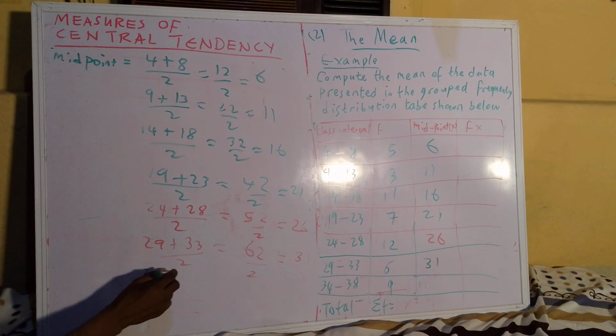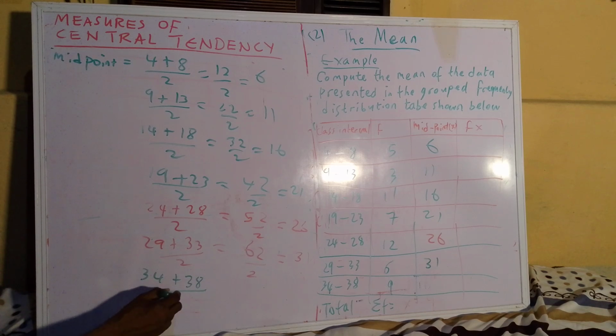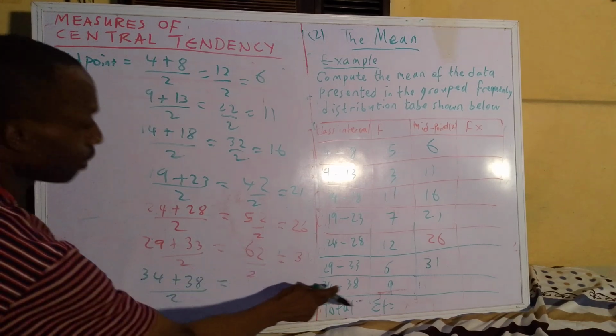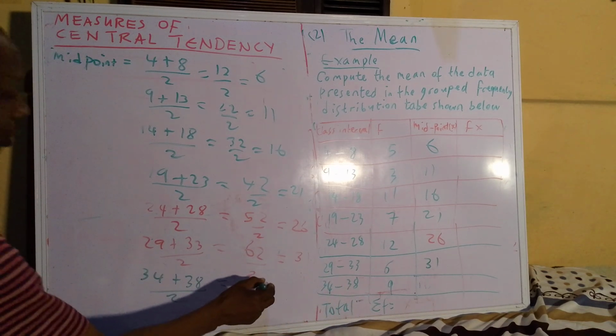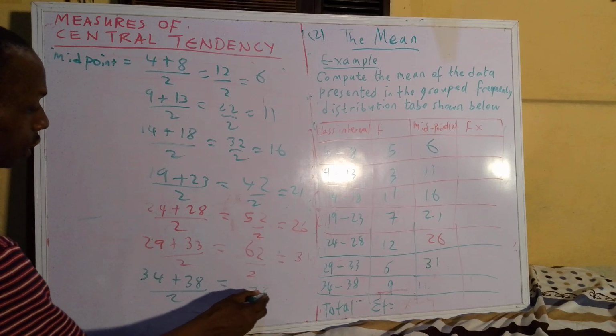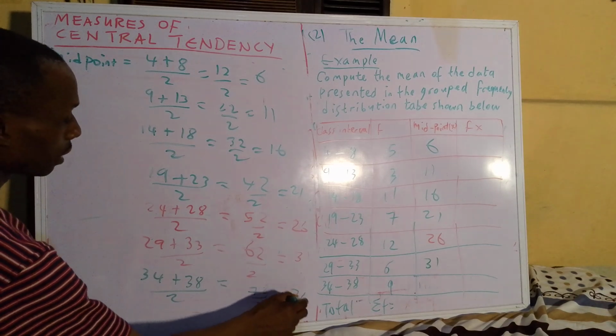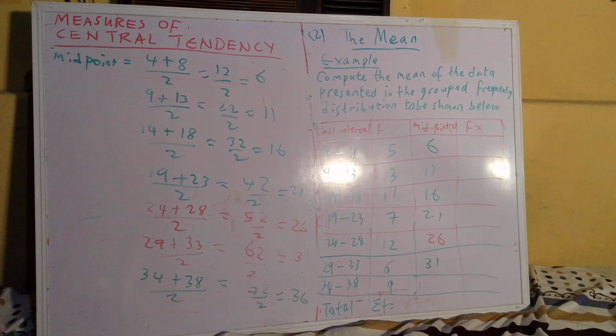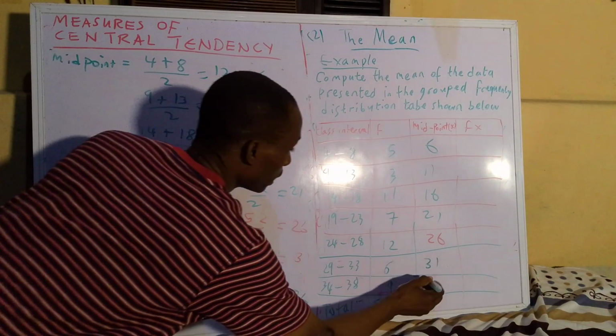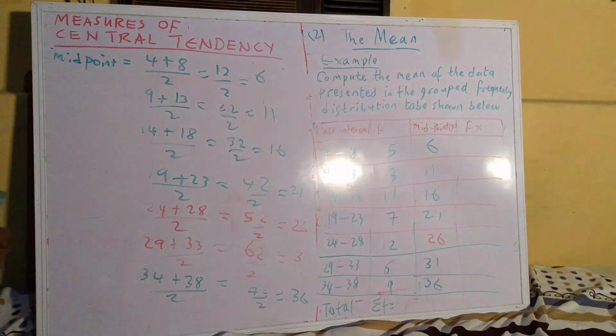So the next one is what? 34 plus 38 divided by 2. So you add this place and this place divided by 2. So that will give you what? 72 divided by 2. And that's what? 36. I hope I'm correct. So you write it 36. That's how you do it.